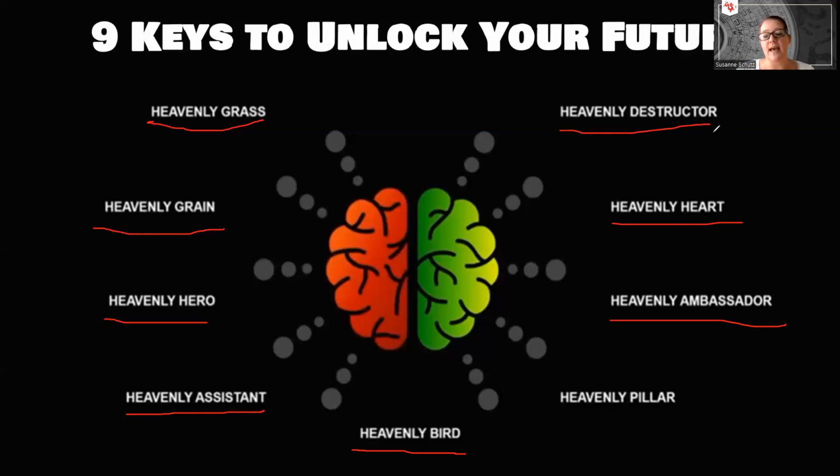And then lastly, we've got the heavenly destructor. Now, as the name implies, those people are rebels. They are disruptors. They can be very impatient and very competitive. If they don't like something, they just walk away from it. And that can be very, very helpful. Even though the name itself may imply something negative, recognizing that something doesn't work for you and you don't need to hold on to it, and then just walking away so that you can move forward is a very, very good thing in life.